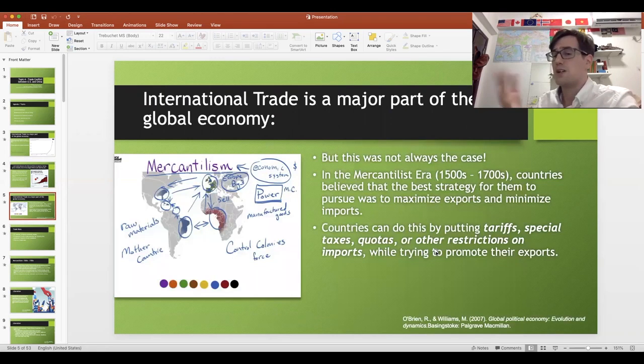International trade is a major part of the global economy, as I said before, but this was not always the case. In the mercantilist era, countries believed that the best strategy for them to pursue was to maximize exports and minimize imports. Countries can do this by putting tariffs, special taxes, quotas, or other restrictions on imports while trying to promote their own exports.